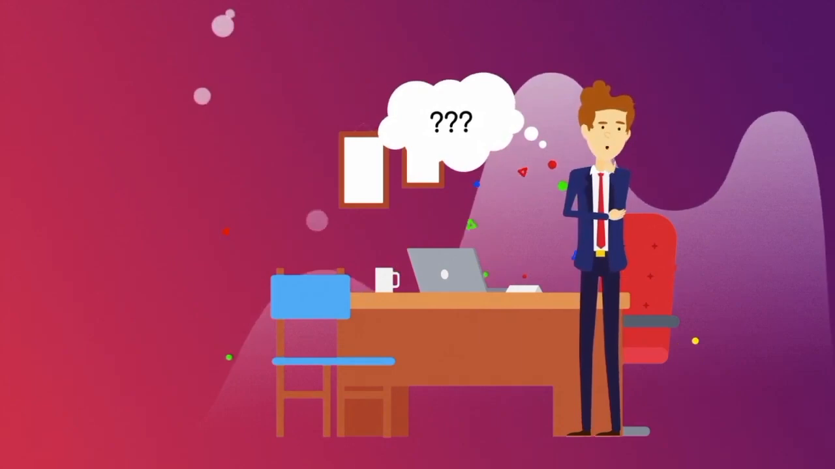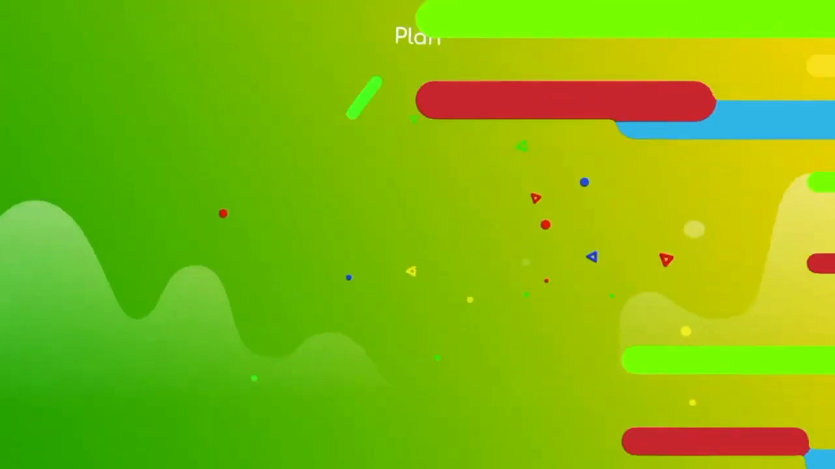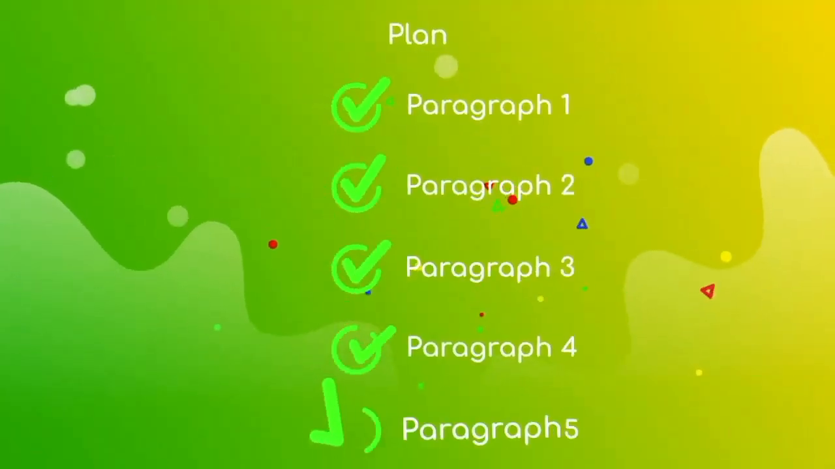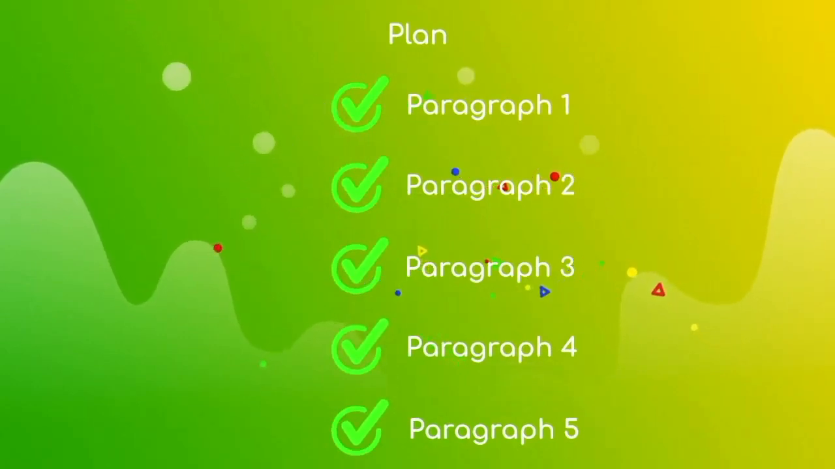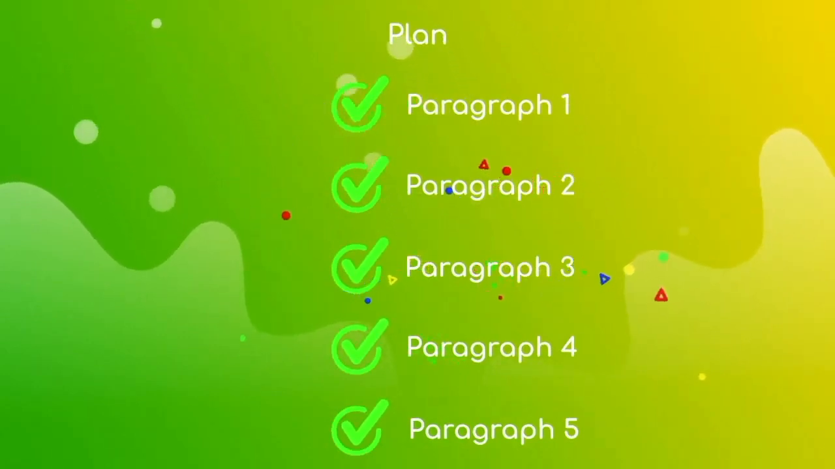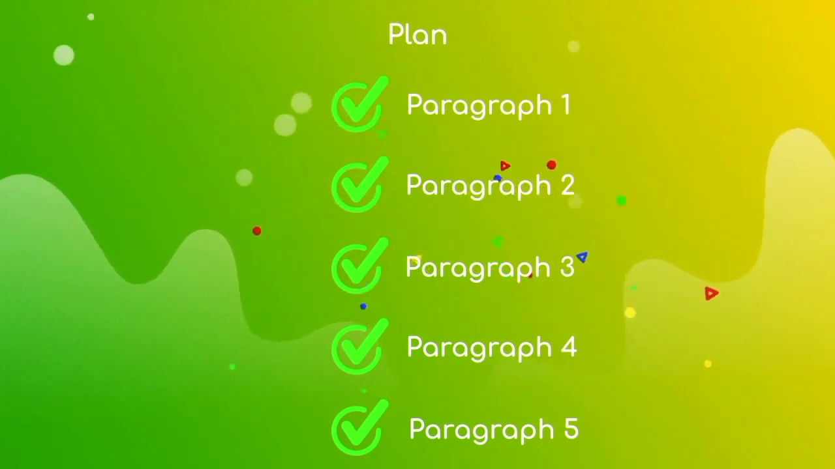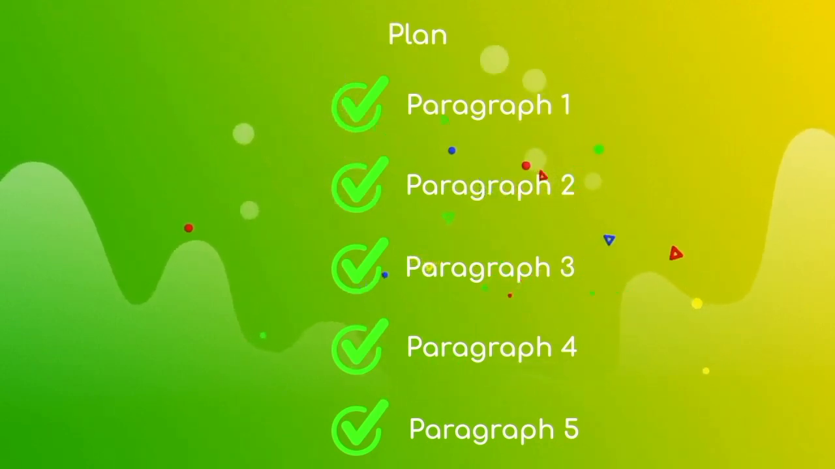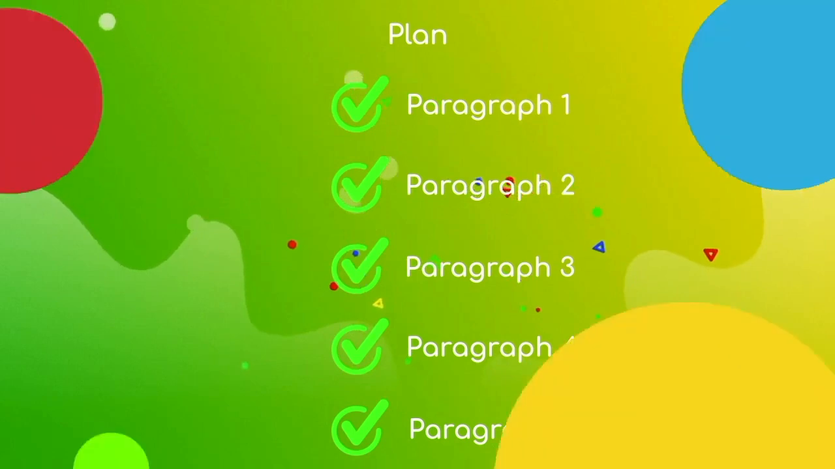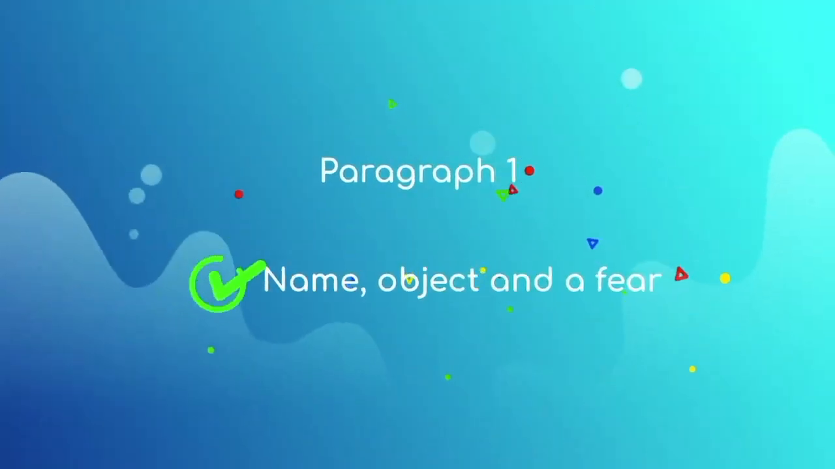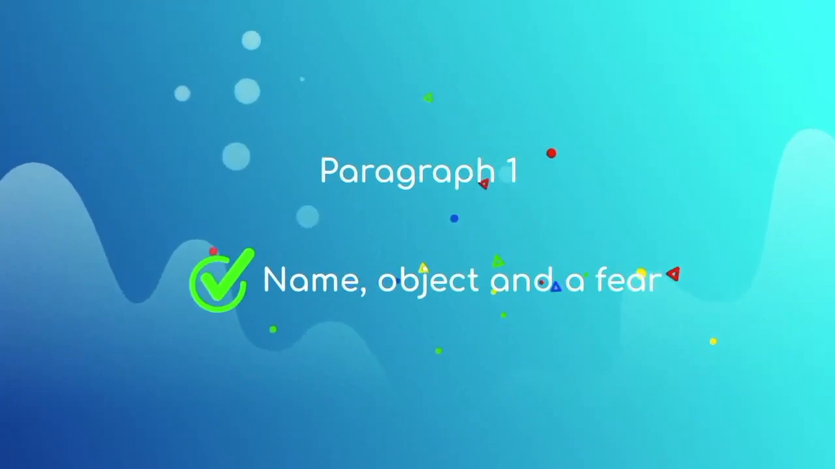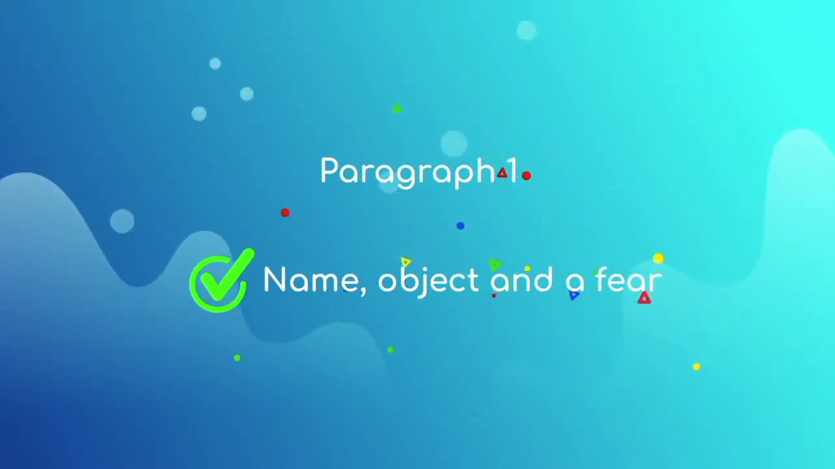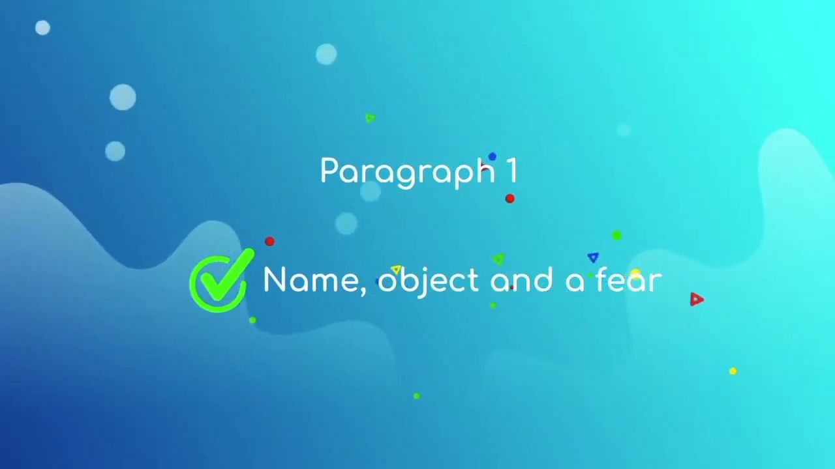First things first, let's make a plan. For our plan, we are going to break our story up into paragraphs 1, 2, 3, 4, and 5, and we're going to figure out what we need to put in each paragraph. Get ready, because this is where it begins. For our plan, in paragraph 1, you need to think of the name of the main character, an object that is important to them, and something they are afraid of.